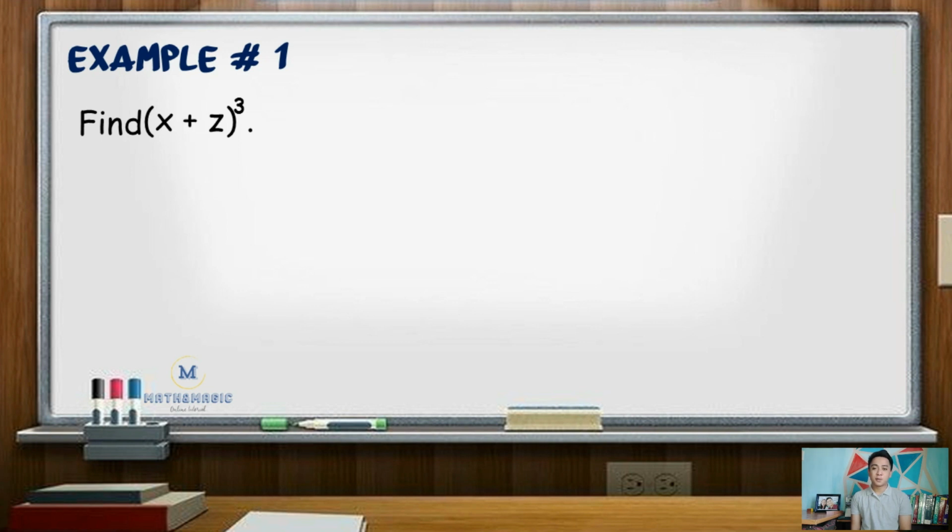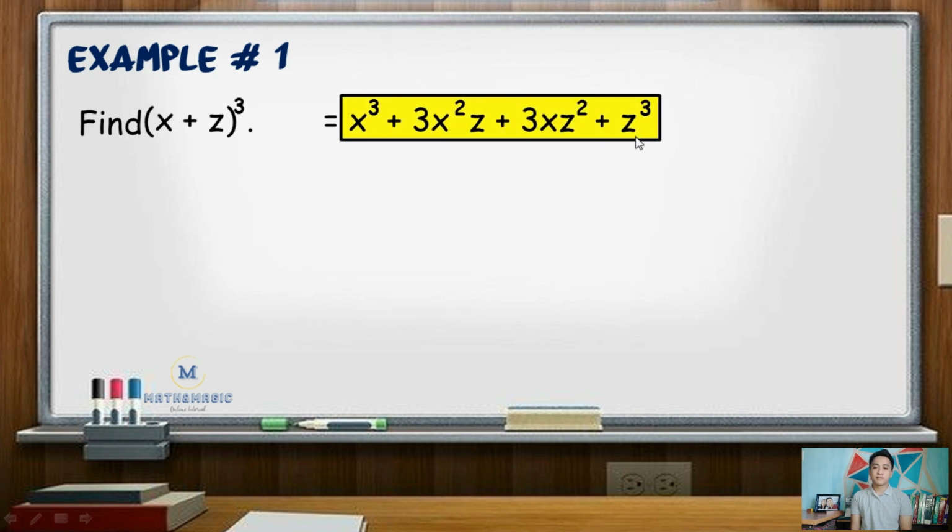Following the steps, we need to get the cube of the first term, that is x cubed, plus thrice the product of the square of the first term times the second term. So that would be 3x squared times z plus thrice the product of the first term and square of the second term. That is 3 times x times z squared plus the cube of the second term, or plus z cubed. Evaluating the item, we have x cubed plus 3x squared z plus 3xz squared plus z cubed.